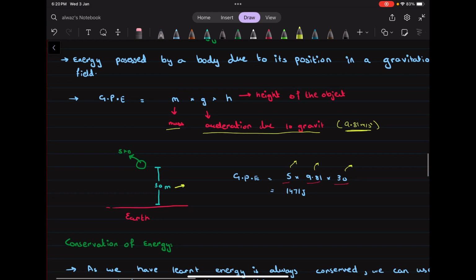So an example we have here is that we've got this spherical ball at a height of 30 meters and the ball weighs 5 kg. Now they want us to calculate the gravitational potential energy for this ball. We're just going to plug the values in. So we know that our mass is 5, so we just write 5 here. We know that the gravitational acceleration due to the Earth's gravitational field is 9.81, so we plug it here. And we know that the ball is at the height of 30 meters, so we just plug that information here and we get 1471 joules. So the ball has 1471 joules of energy.